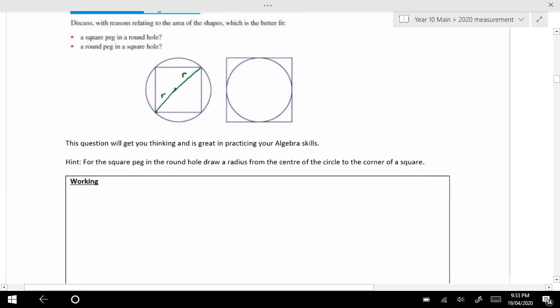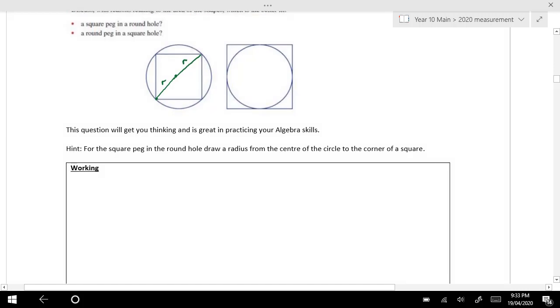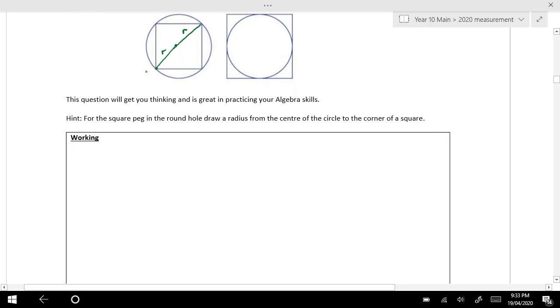Now, we basically want to work out what uses up the most area, what's more effective, a square peg in a round hole or a circular peg in a square hole. Well, on the left-hand side, I'm going to do this one, and on the right-hand side, I'm going to do that. Feel free to pause this if you want to have a go yourself. So first of all, pause now if you want to have a go. Otherwise, follow through with me now.